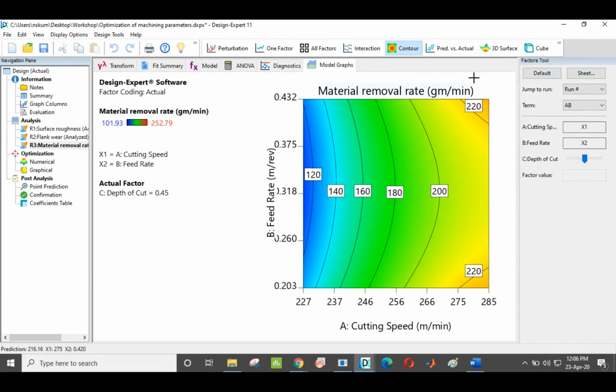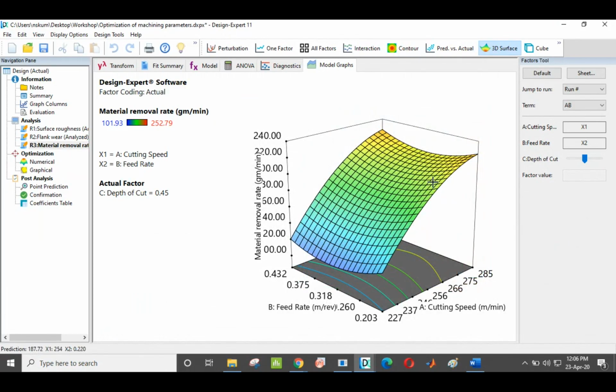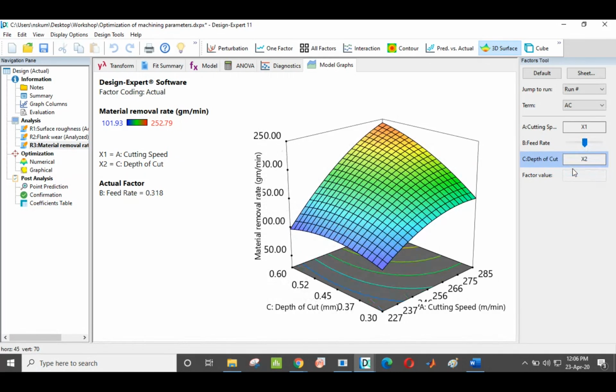Then model graphs, 3D surface. We have a non-linear graph, a parabolic graph. This is a min-max condition: with feed rate it is moving towards a minimum and then going to a maximum. But with the cutting speed it increases in a non-linear parabolic way. So now here I can change the factors and we can study this also.